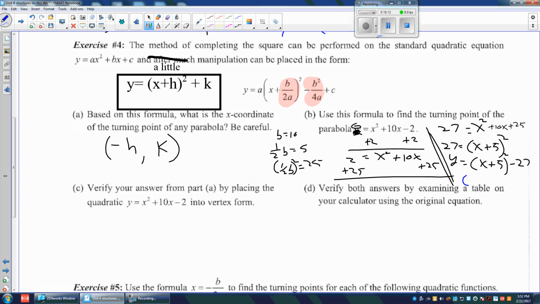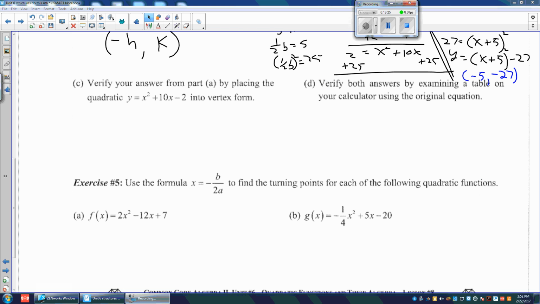Okay, remember, write it down. Opposite of the thing inside the parentheses, so it's negative 5. Same as what's outside the parentheses, so it's 27. There we go. And what are we going to do? We're going to skip because this is the method that I like. We already did it. Verify both examples by looking at the table on your calculator.